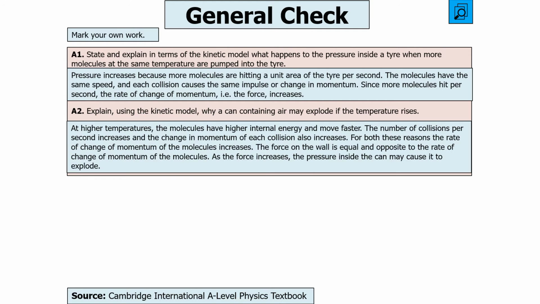Now in the next one, at higher temperatures, the molecules have higher internal energy and therefore move faster because the only internal energy they have is kinetic energy. So the number of collisions per second will increase, and the change in momentum of each collision will also increase because they're hitting harder. So for both these reasons, the rate of change of momentum of the molecules increases. Now the force on the wall is equal and opposite to the rate of change of the momentum of the molecules. So as the force increases, the pressure inside the can will also increase, which may cause it to explode.